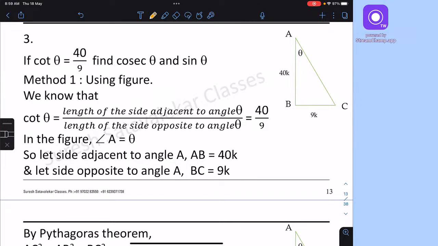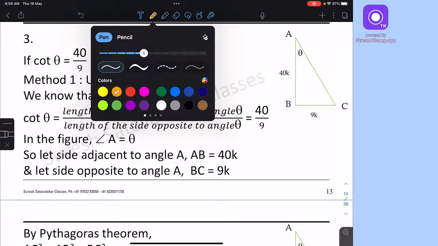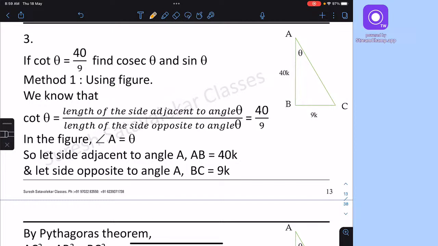We have seen example number 1 and 2 from problem set 6.1. Let us see example 3. It is given that cot theta is equal to 40 upon 9 and you are asked to find cosec theta and sin theta. As before, we are doing by two methods.